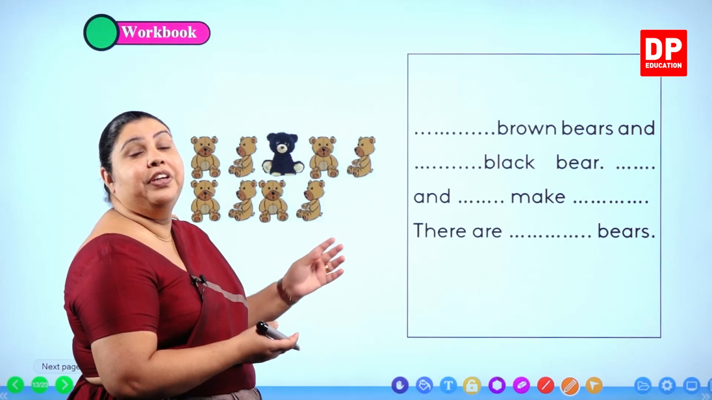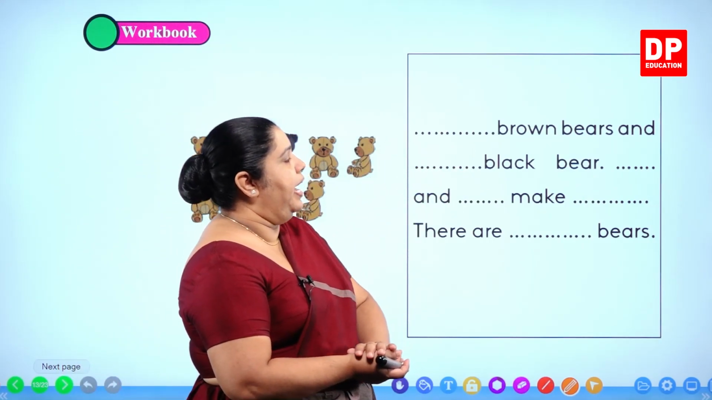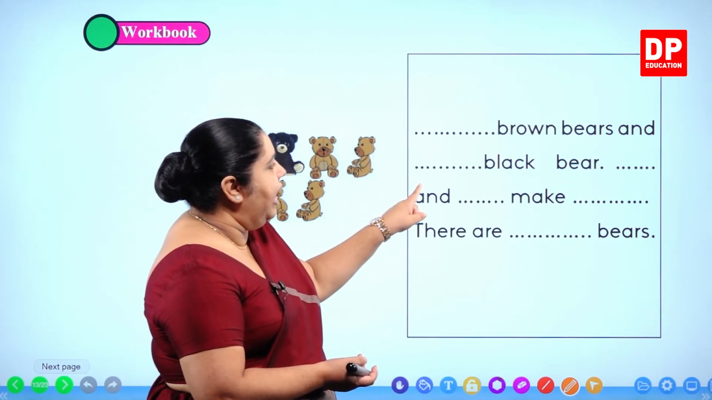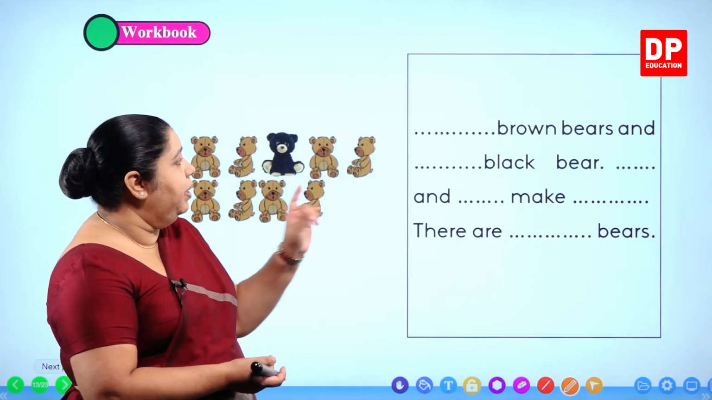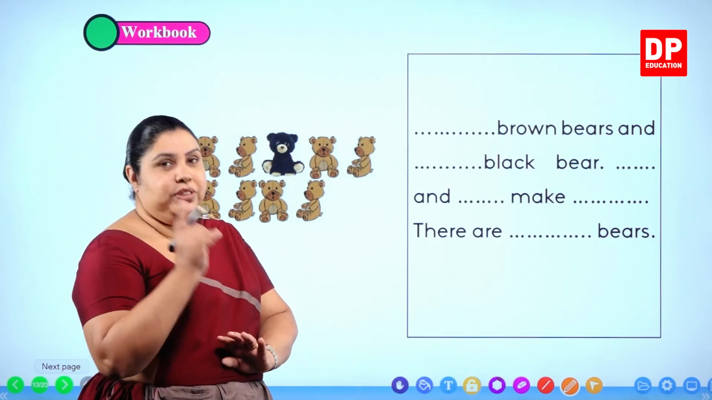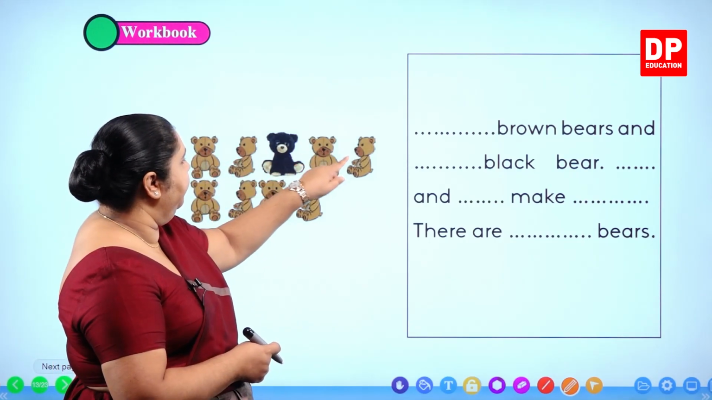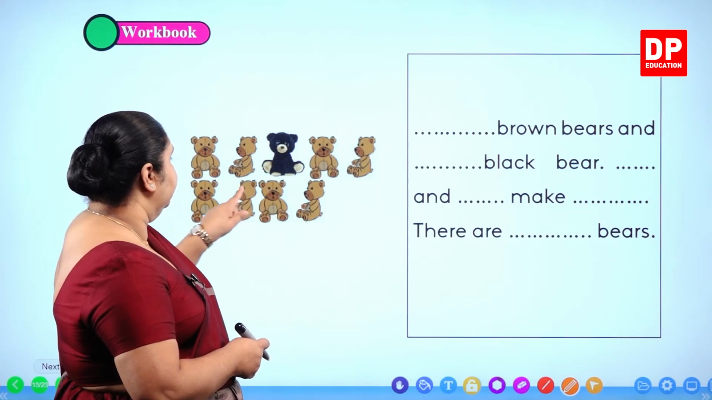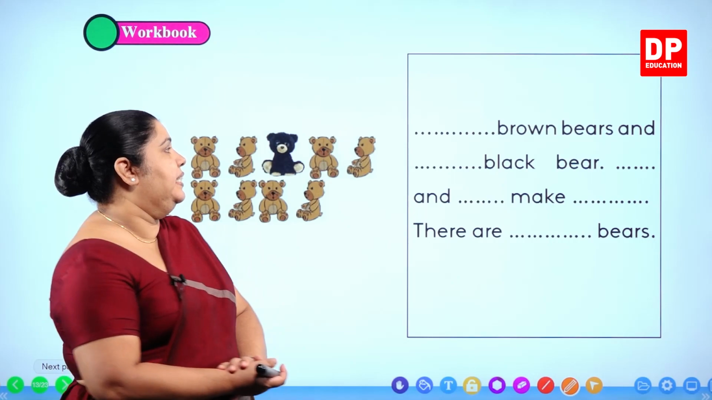Okay, now we have to fill the blanks. Here, blank brown bears and blank black bear. We have to write the number of brown bears first. So, shall we count it once again? 1, 2, 3, 4, 5, 6, 7, 8. Oh, how do we write the word 8?